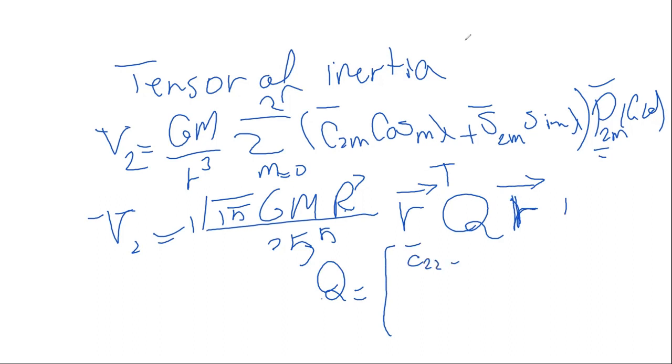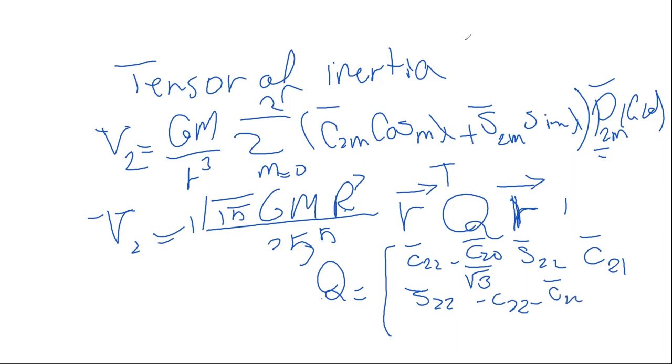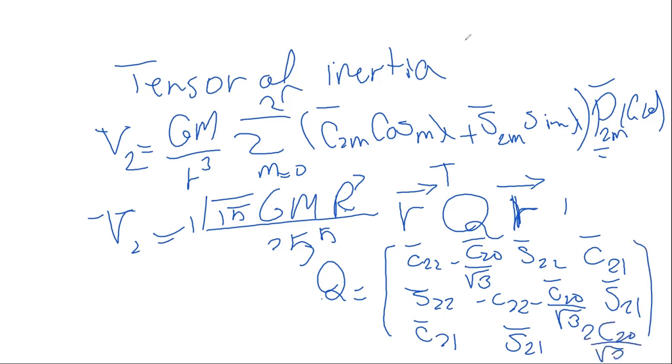but these are the coefficients of the gravity field, of course the fully normalized ones: S̄22, C̄21, here we have S̄22 again, minus C̄22, C̄20, 3, S̄21, C̄21, S̄21, 2, C̄20, and 2. So this is a cube, and it is presented inside the Earth's coordinate system.